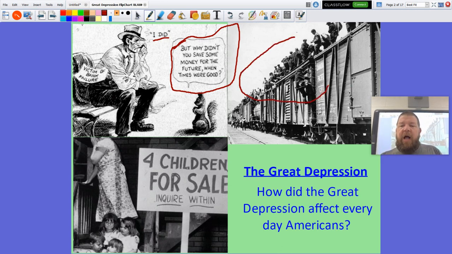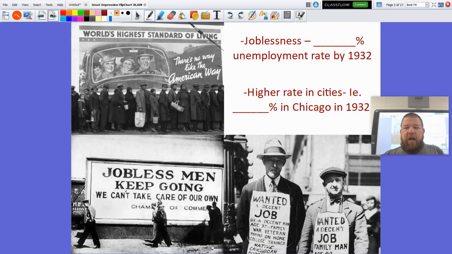People who lost their job are going to move around the country and try to find other jobs. Or in an extreme example from New Jersey, here is a lady who is trying to sell her children because she can't afford to raise or feed them. That is desperation, desperate times, desperate measures. Well, how desperate was it, right?